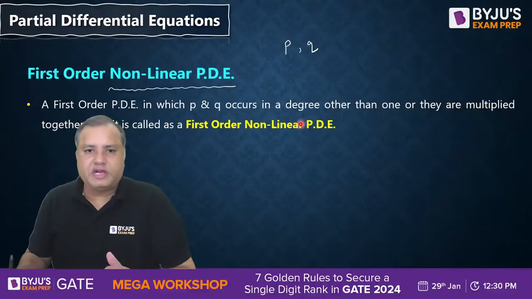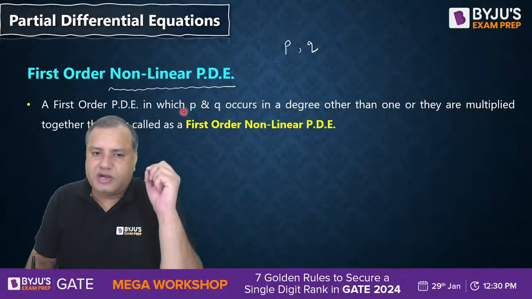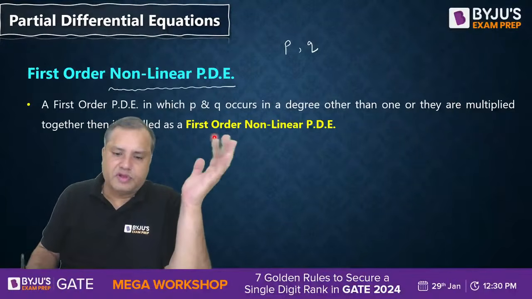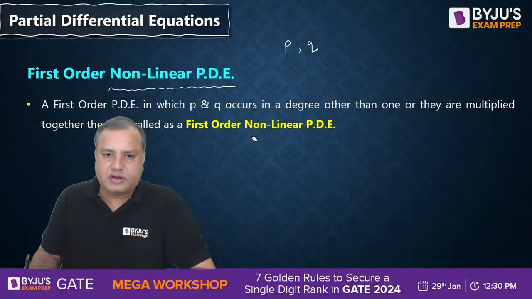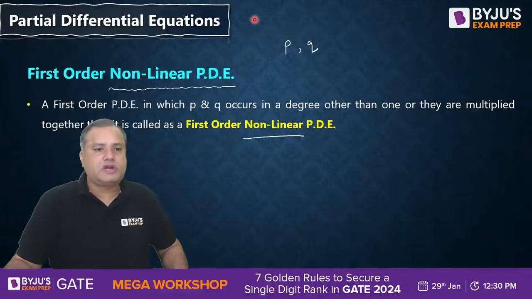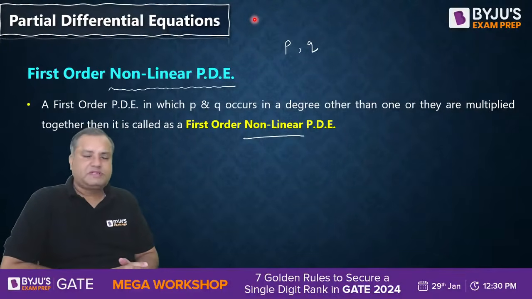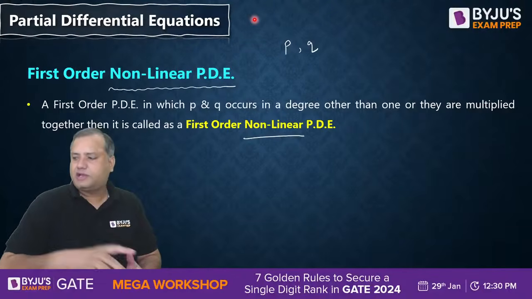The degree of p and q is other than 1 or they are multiplied together. Then it will be called a first order non-linear PDE. So first order non-linear PDE means the degree of p and q is other than 1 or they are multiplied together.